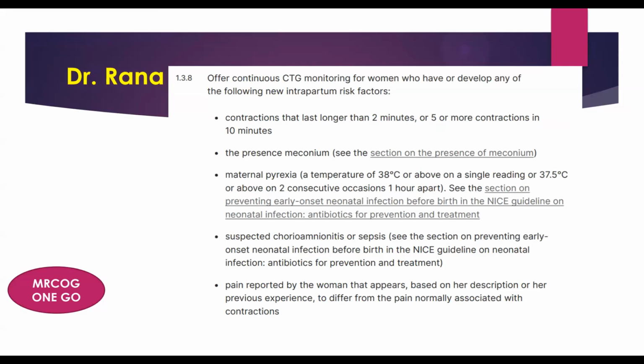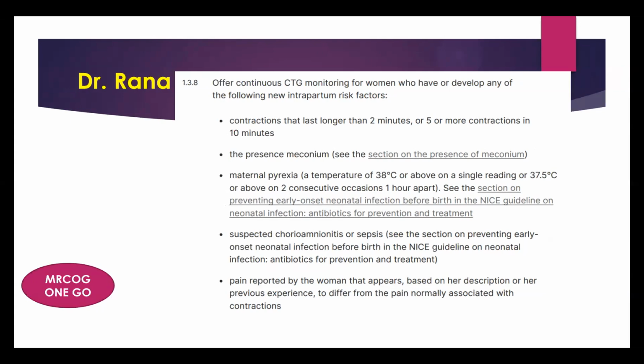Now, the risk factors were antenatal. So we know that this patient is high risk during her antenatal care. But now we also have some points or indications during labor itself. So now we have a low-risk pregnancy, and we offer this lady intermittent auscultation. And if one of these problems happens during the process of the delivery, we need to offer this patient continuous CTG. So what about these points here? Contractions that last longer than 2 minutes, okay? Or 5 or more contractions in 10 minutes.